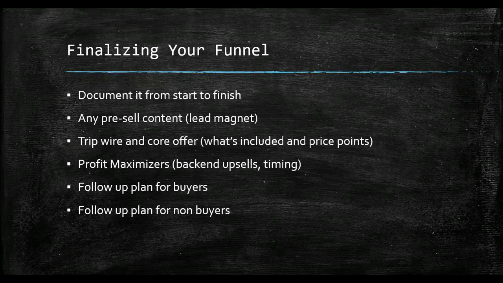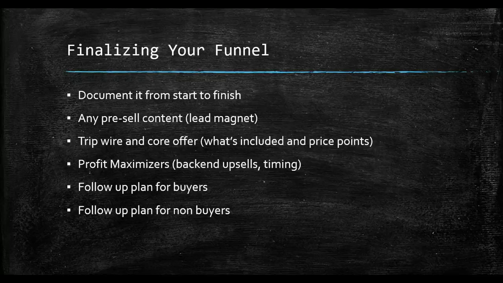The next thing is documenting it from start to finish, finalizing my funnel. In this part, I actually open up a Word document and I will write everything out. I'll start with what's the pre-sale, if there is a pre-sale and a lead magnet. So what is it? What are we giving away? What's included? And what's the main hook for that? Then, what's the tripwire and the core offer? Everything that's included. So what are the deliverables? In the sales funnel, I don't worry about benefits. In the outline, I worry about deliverables, price points, and those types of things.